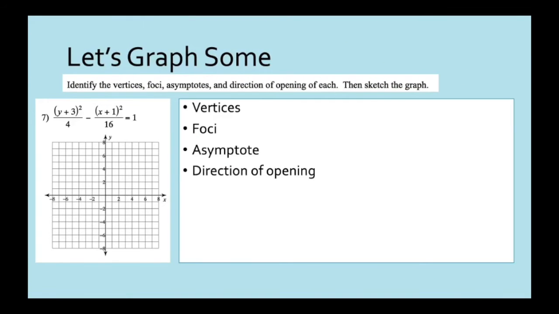Let's do number 7. I want you to notice that 7 is not at the center. We need to take the opposite of this number and the opposite of that number to find our center. Our center is at -3, -1. Our a value is always listed first, and our b value is listed second. So we take the square root of 4, which is 2, and we take the square root of 16, which is 4.